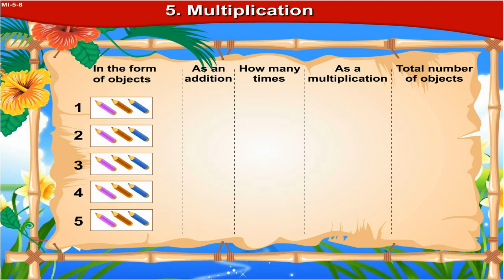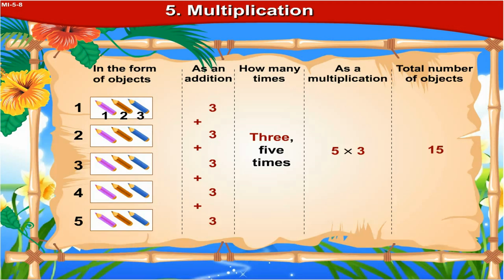Now let us see the next picture. It has some colorful crayons. We have 5 sets of 3 crayons each. As an addition, it would be 3 plus 3 plus 3 plus 3 plus 3, which means 3, 5 times. Well, as a multiplication, it would be 5 multiplied by 3. So the total number of objects are 15.